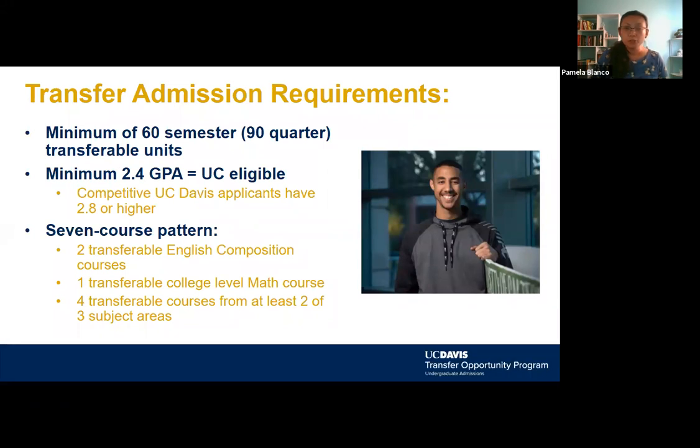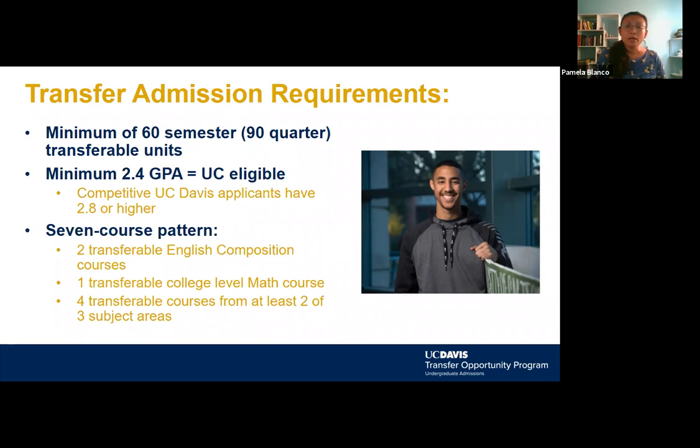Okay, so these are the transfer admission requirements. These are the same requirements no matter what UC you're interested in transferring to. You need to be at junior level standing, which means that you need to have at least 60 UC transferable semester units. And you need to have the 2 English composition courses, 1 transferable math course, and 4 courses from at least 2 different subject areas. And those areas can include the arts and humanities, the social and behavioral sciences, as well as the physical and biological sciences. So those courses are what we call the 7-course pattern.